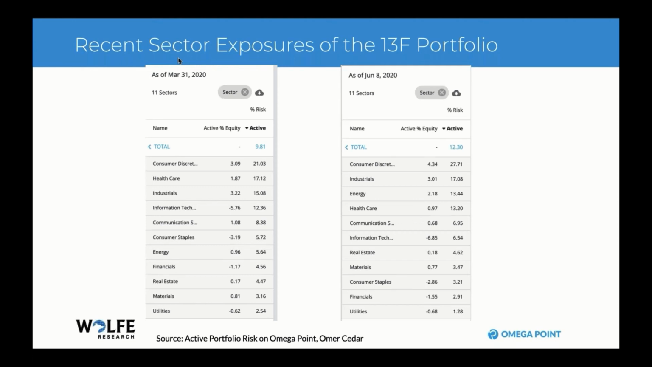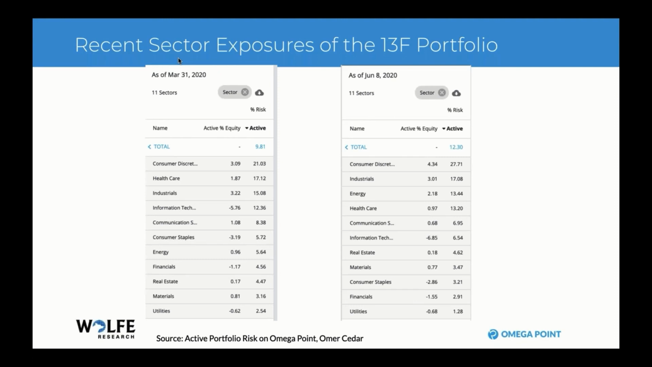What we can see here in terms of positioning is how much of the risk in that portfolio was spread across the major GICS 1 sectors. Here you can see that for the most part, as of March 31st, which is the most recent actual date of the holdings, the biggest risks were coming, not surprisingly, from the consumer discretionary sector, healthcare, industrials, and information technology.